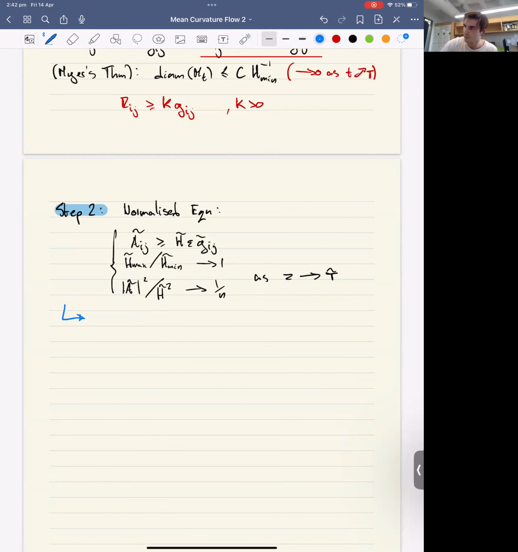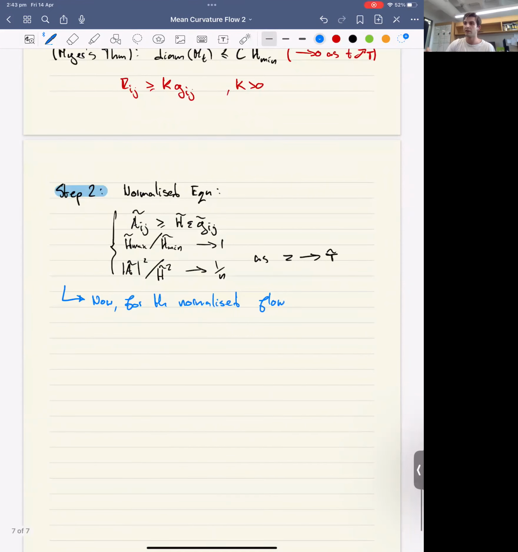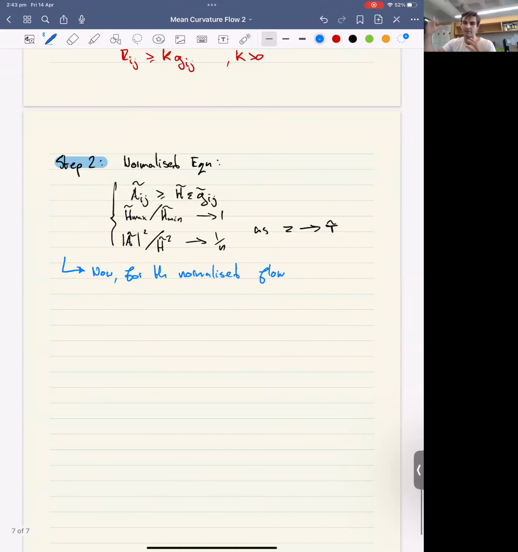Okay, and now for the normalized flow, what we find is, so before in the unnormalized flow, mean curvature was blowing up because the curvature was, but this was actually just because we were shrinking to a point. So there was no part of the curvature that was blowing up much quicker than the others. So now that we've normalized, I'm actually going to get that these new mean curvatures are bounded. So they're bounded away from 0 and they're bounded above by some finite constant as well.